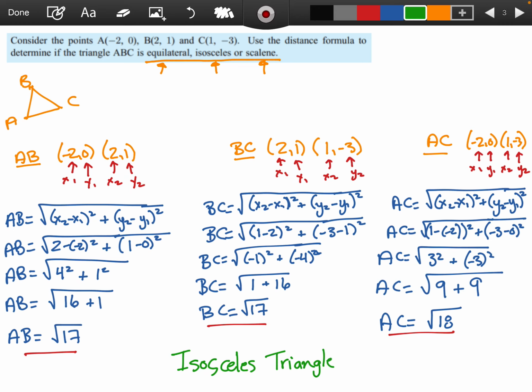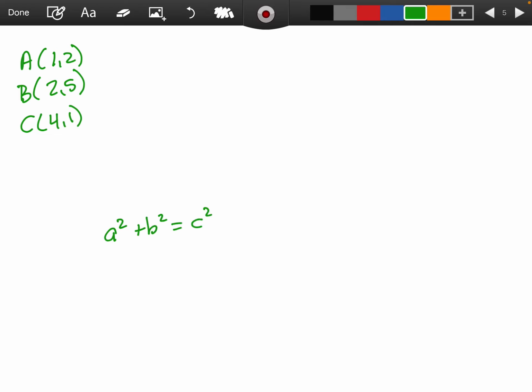So that's one of the ways that you can use this distance formula as a test. The other one is to determine if you have a right angle triangle. I'm not going to do an example of that one, but I might just run through how you would do that. So if you have 3 coordinates and you're asked, are they right angles? Let's imagine that A is (1, 2), B is (2, 5), and C is (4, 1). If this is a right angle triangle, then Pythagoras should work.